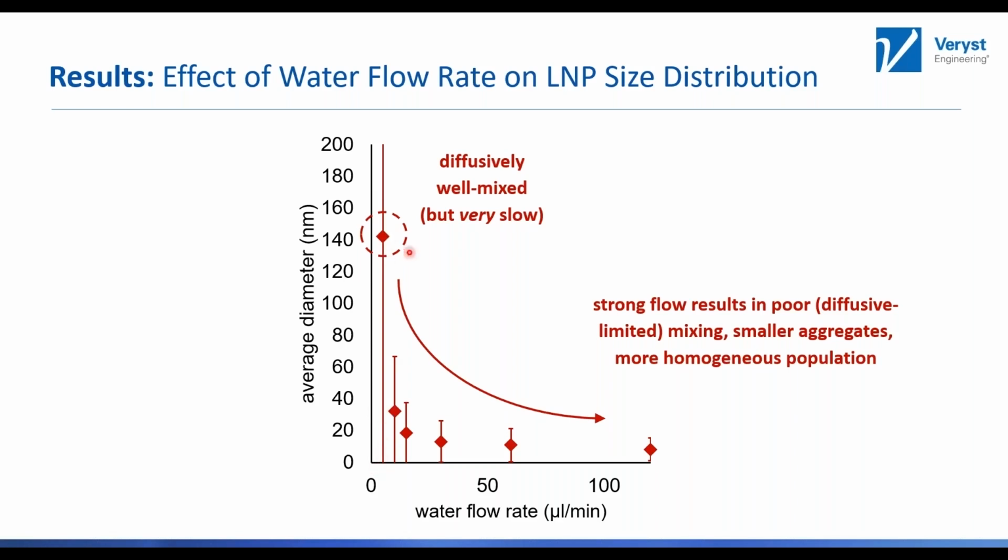I want to point out that since we're in a diffusion limited mixing regime, at low flow rates, you actually get very good but very slow mixing. And so the outlet size distribution has very large aggregates that are quite heterogeneous. As we increase the flow rate, you actually decrease the quality of mixing. As a result, you get smaller aggregates that follow a much tighter distribution. This is a more homogeneous population. And again, as you increase the flow rate further, eventually you would take advantage of the inertial mixing strategy of this device.